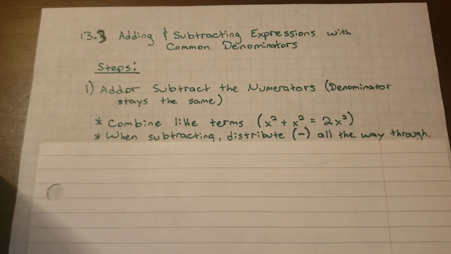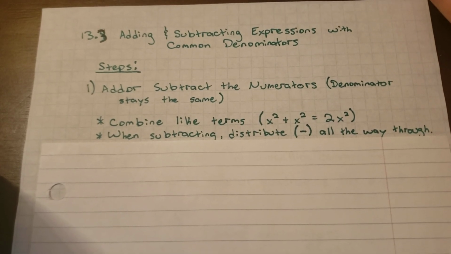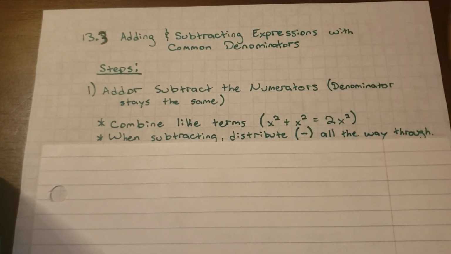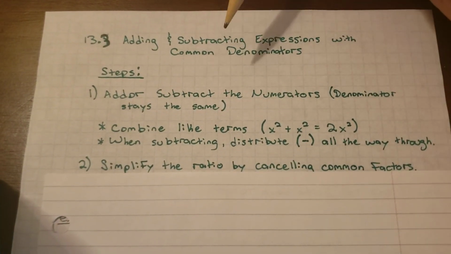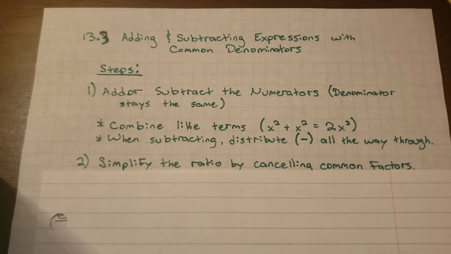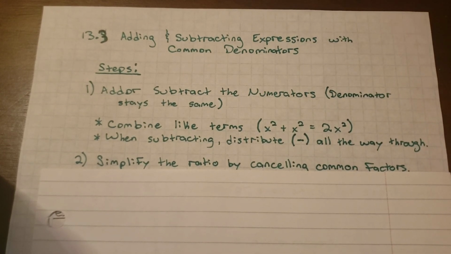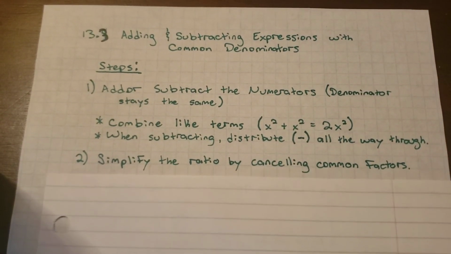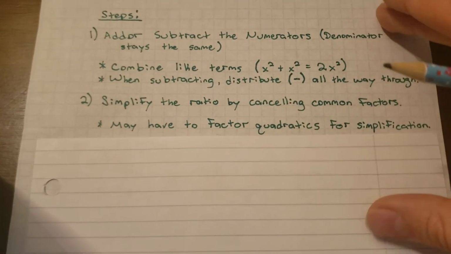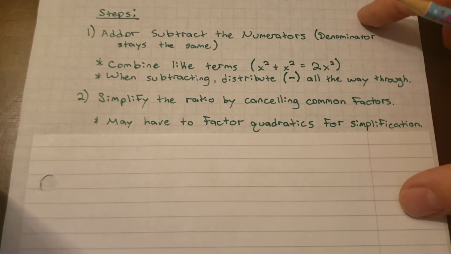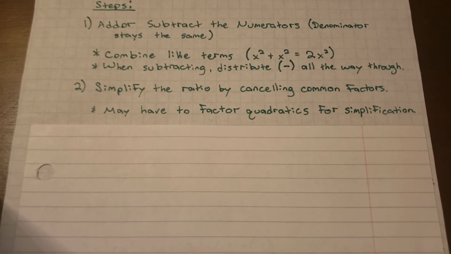But don't forget, if you're subtracting a polynomial, a quadratic function, then you're going to subtract each of the terms individually, right? Okay. And then step 2, when we're adding and subtracting, you simplify the ratio. If you can, cancel out all your common factors, and then bada bing, bada boom. You might need to factor your quadratics for simplification. So keep an eye on that. I only have 3 examples today, guys. These are pretty short notes.